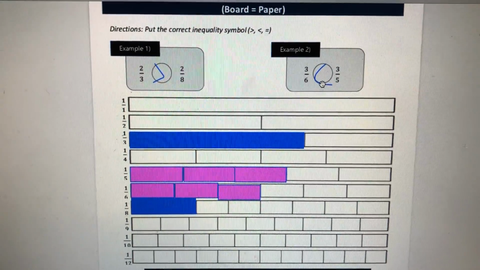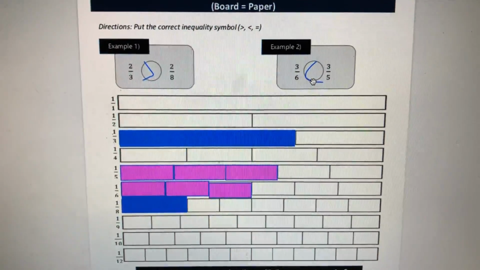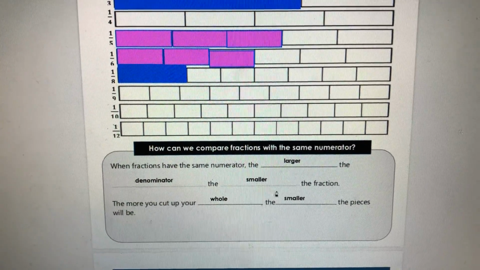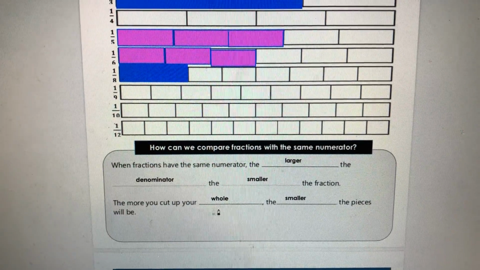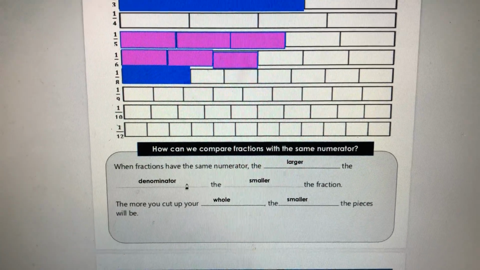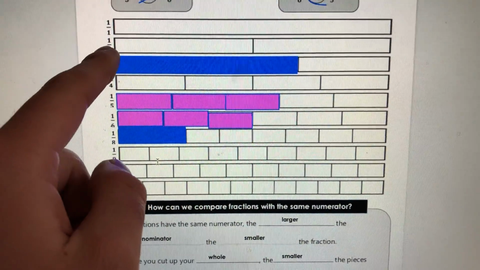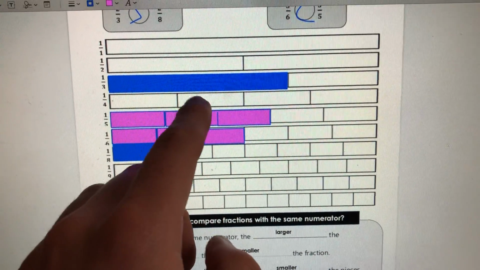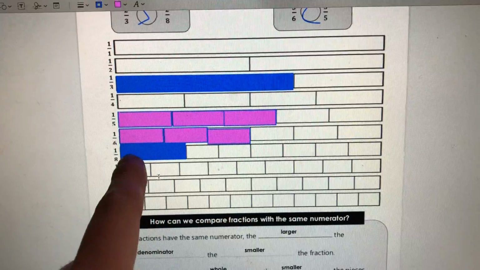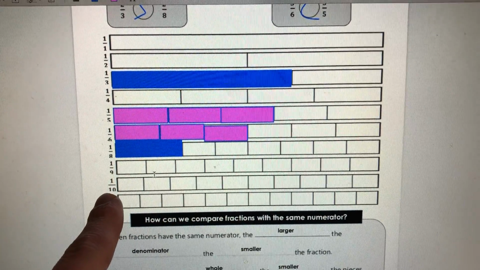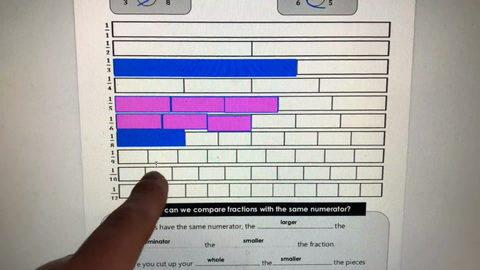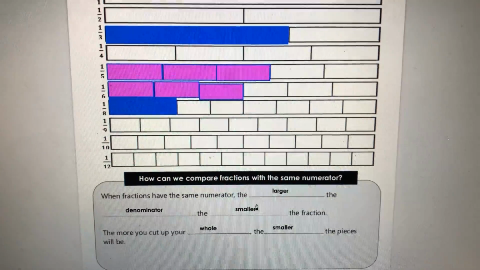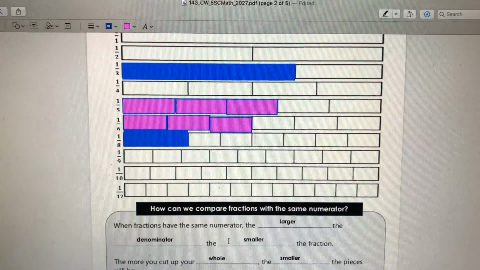So if you can notice here, whenever I have the same numerator, the rule actually is that the larger the denominator, the smaller the fraction. This is because you've cut up your whole. The more you cut up your whole, the smaller the pieces will be. If you notice, when I have 1/2, I have these 2 large pieces right here. But when I have 1/4, I have 4 smaller pieces. Even as the denominator gets larger and larger, each piece is smaller and there's more pieces. So again, when we compare fractions with the same numerator, the larger the denominator, the smaller the fraction.